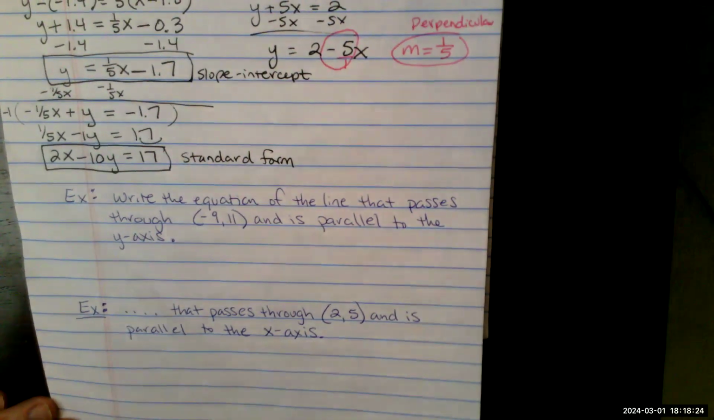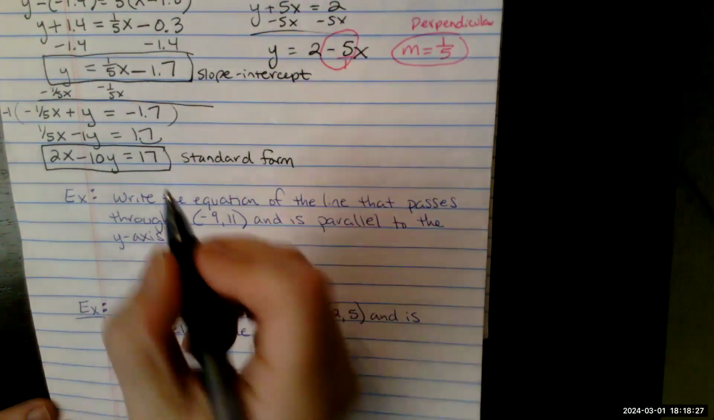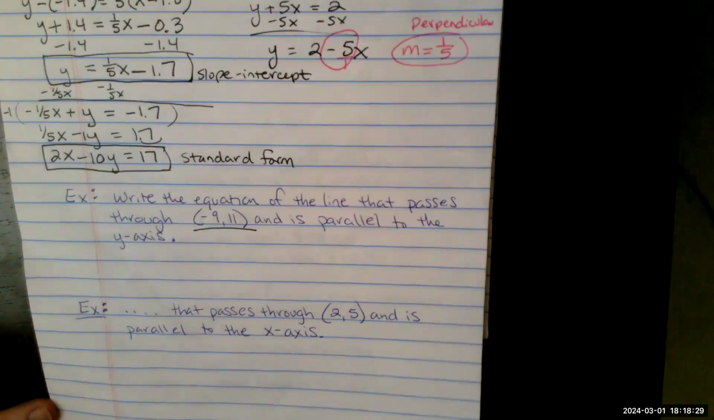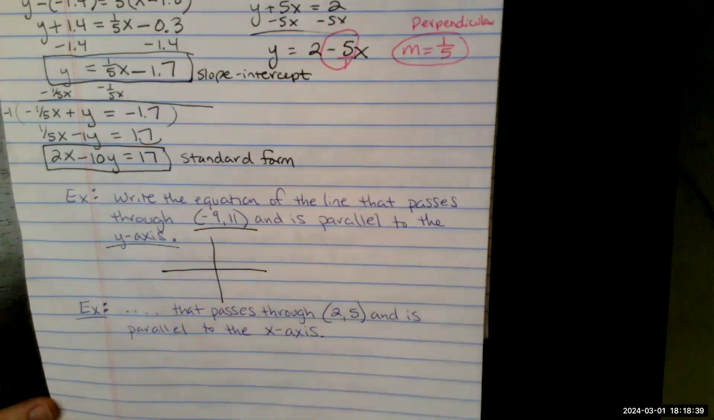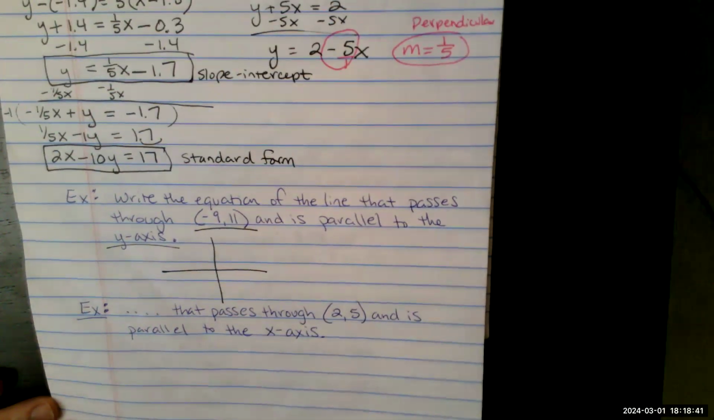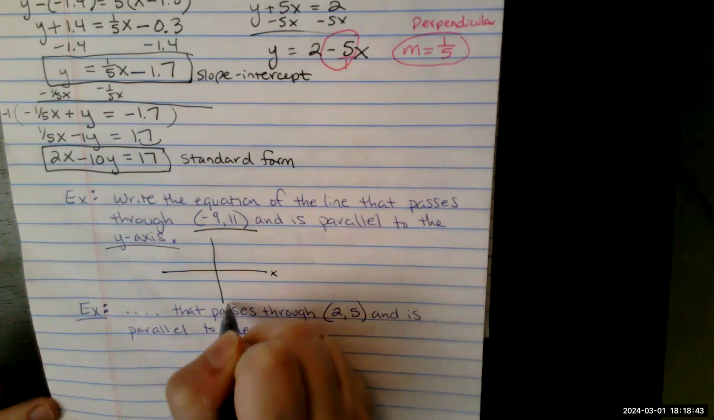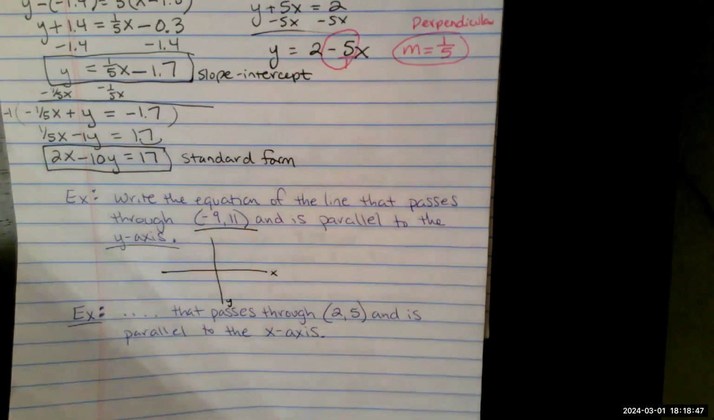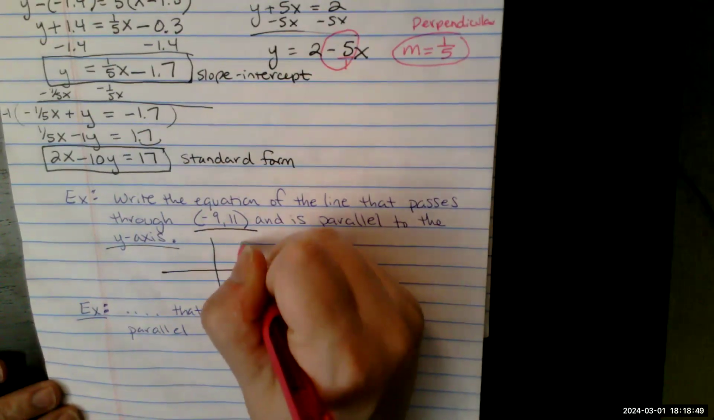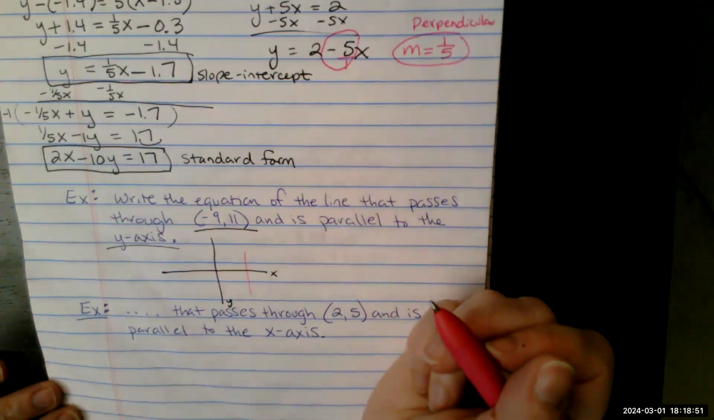Okay, what if it wanted me to write the equation of the line that passed through this point and is parallel to the y-axis? Well, let's first think about what that means, and then we can decide how we're going to do this. So remember, and we did talk about being parallel to the y-axis before, this is the x-axis, this is the y. So being parallel to the y-axis would mean any type of vertical line.